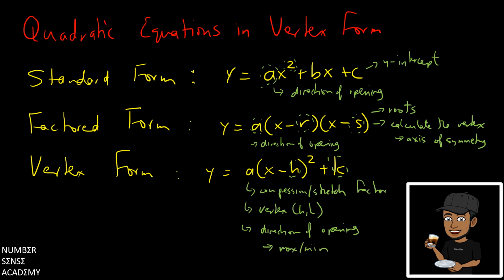If I go back to factored form, we could also tell if we have a max or min based on the negative sign as well. So you could readily see what's available in each form. But in this video, we're focusing strictly on vertex form. So let's dive into this a little bit more.